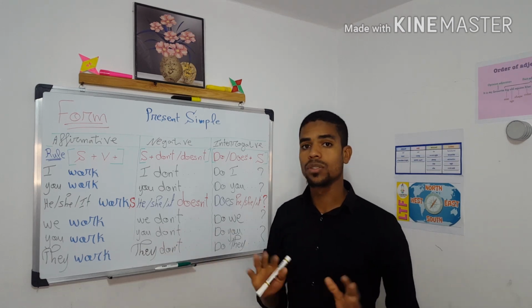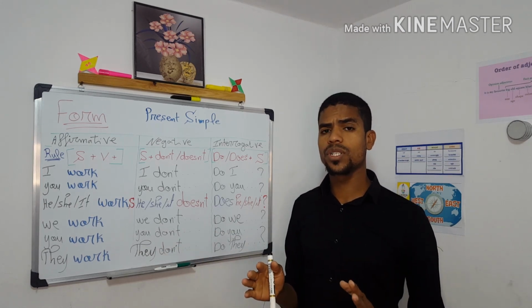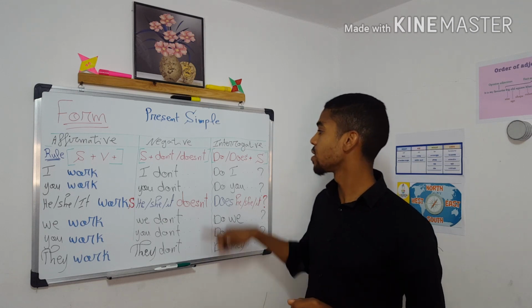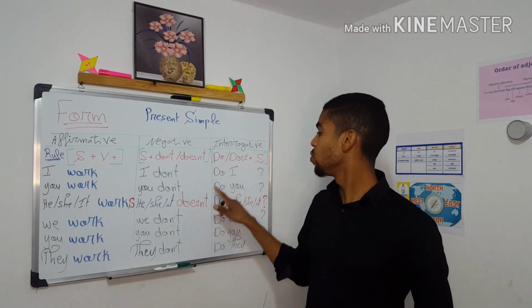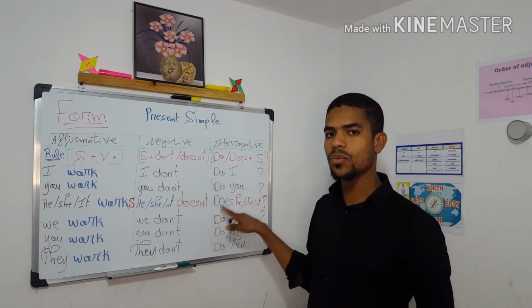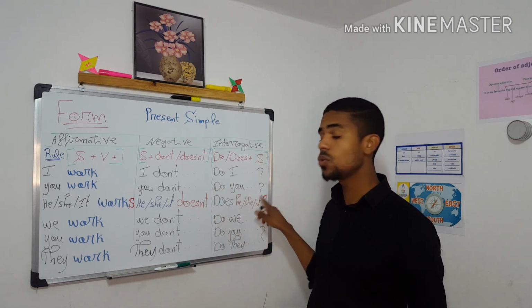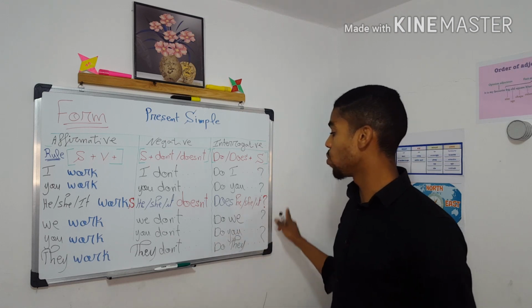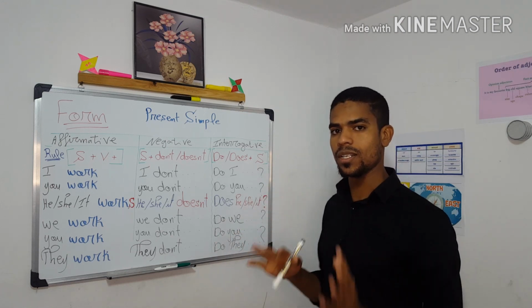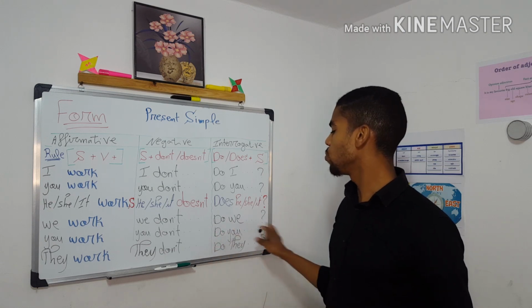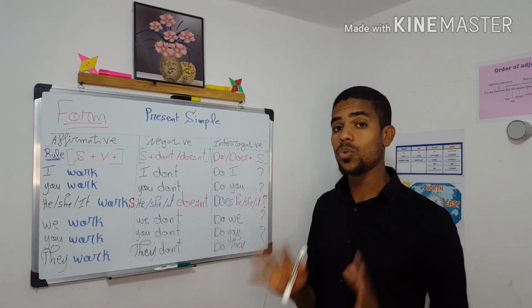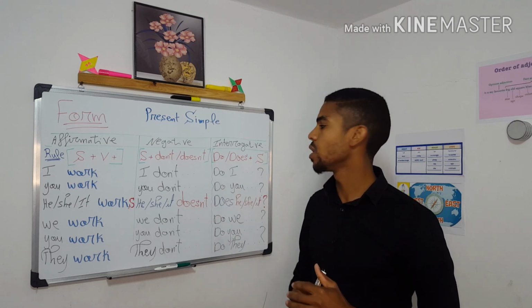We need do, okay? In order to form a question or an interrogative sentence, we say do I, okay? Do I work? Do you work? Again, does with he, she and it, and we say does he work, or does she work, or does it work, okay? This is just an example. Do we work, do you work, and do they work, okay? The same goes with all subject pronouns.